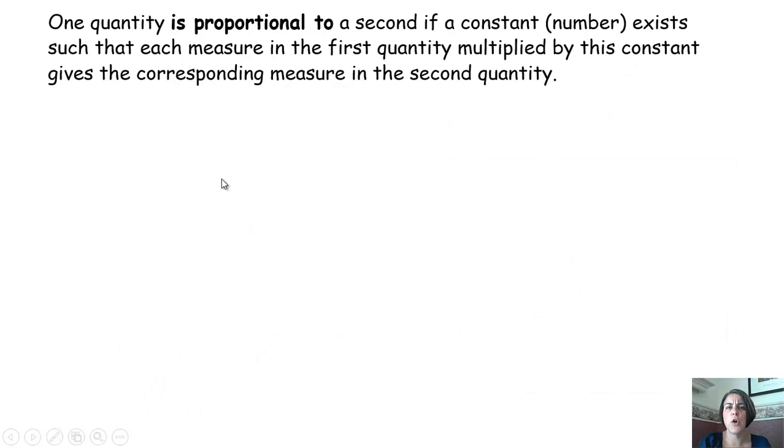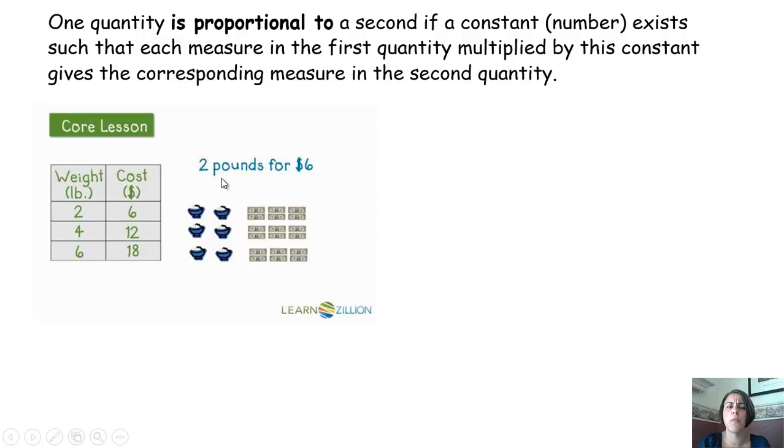First thing I want to talk about is what it means for two quantities to be proportional. In this example, we'd be asking, is weight proportional to cost? Well, weight is proportional to cost if you have your weight and you're able to find some constant value to multiply each weight by in order to get the cost. And if you can find a single value so that each time you multiply weight by that value, you'll get the corresponding cost, you know you have a proportional relationship.